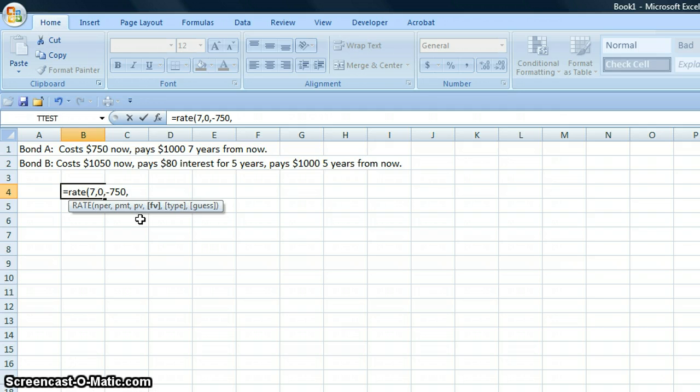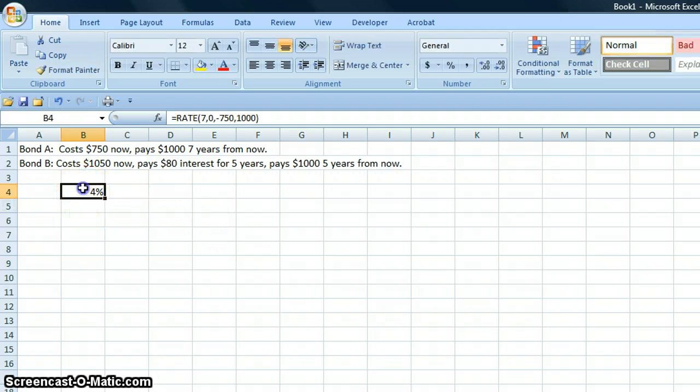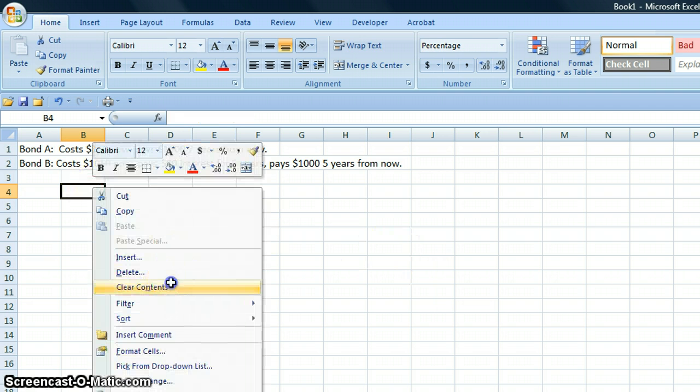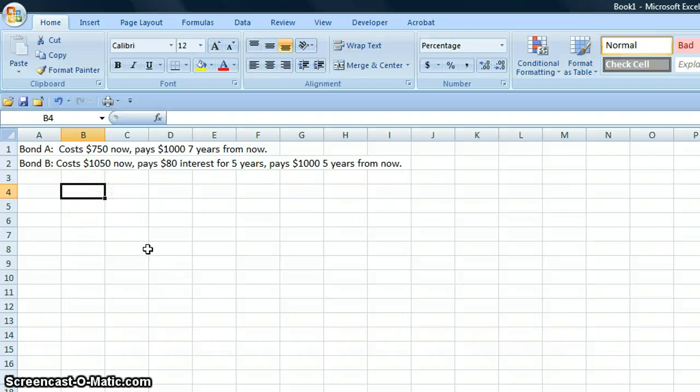It's asking for the future value. The future value is the $1,000 it will pay you in 7 years. So 1,000. The other things that Excel might ask you for, the type and the guess, we don't need to use, so we will just close the parentheses here. And it will give us the 4.20, the same answer that we had before using the IRR method. Get rid of that, and we will look at bond B.